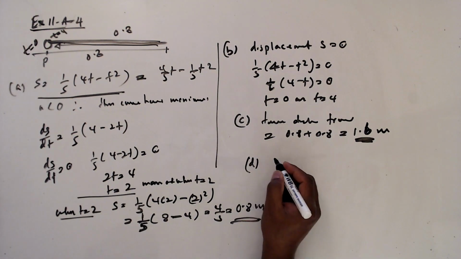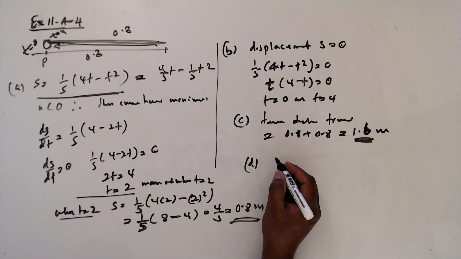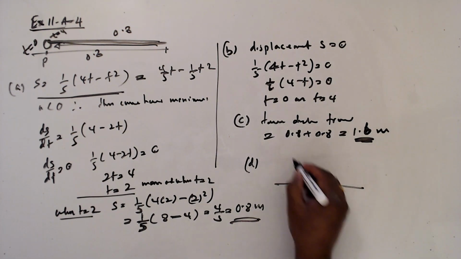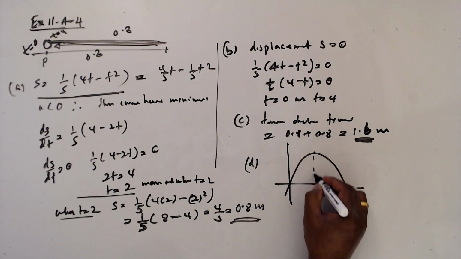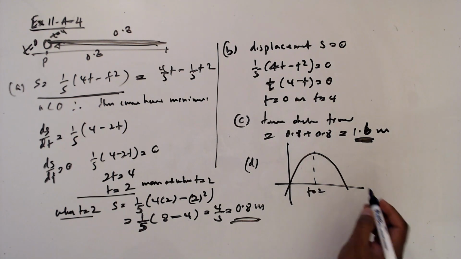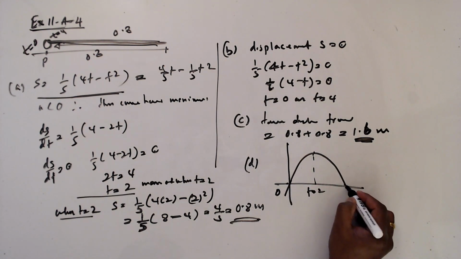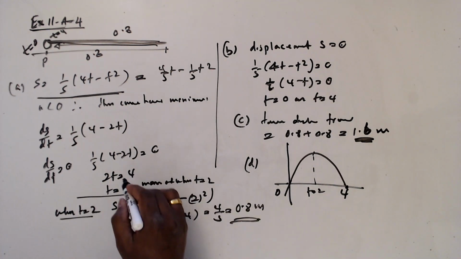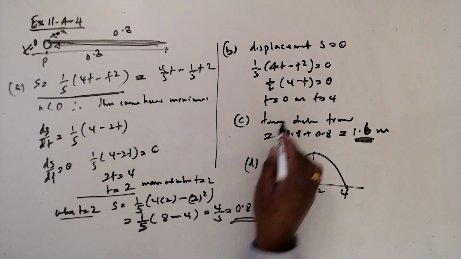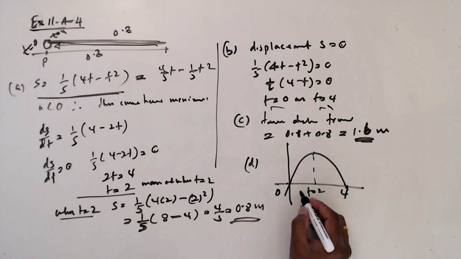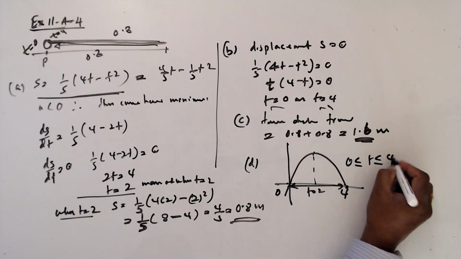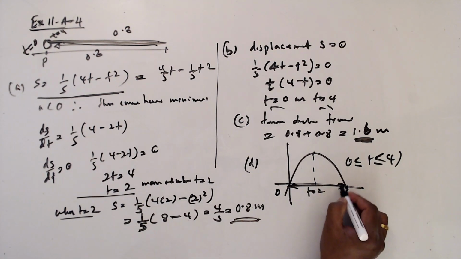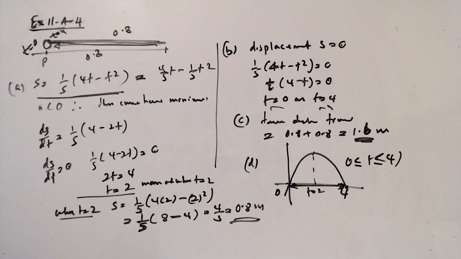Part D, the value of t for which the model is valid. It's going to be something like this, and this is t equal to max, and this is 0. We found out this is 4. t equal to 0 or t equal to 4. So the model is valid when 0 < t < 4. This is t and this is s.